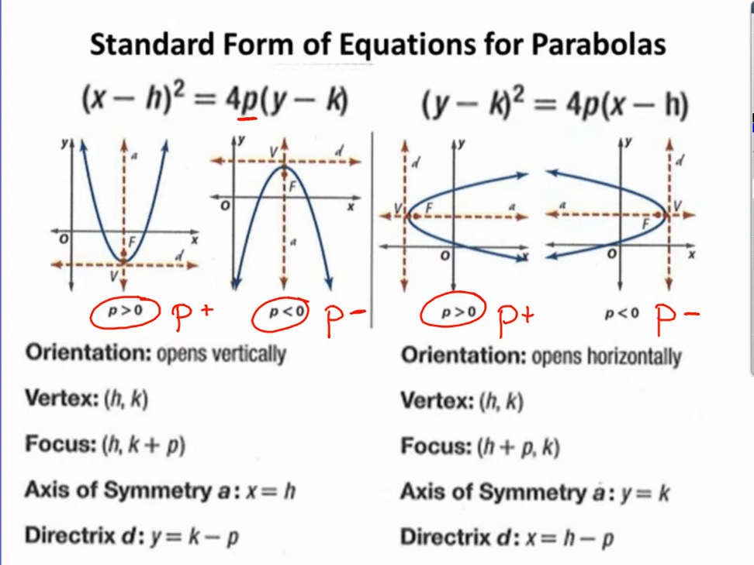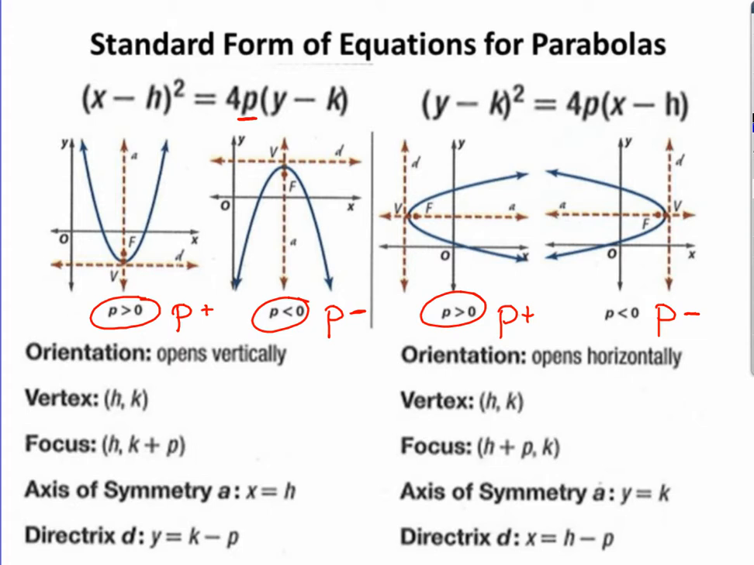Now, if it is opening vertically, the vertex is going to be at (h, k). The focus will be at (h, k plus p). Our axis of symmetry will be x is equal to h, and the directrix will be at y is equal to k minus p. If we look at the one that opens horizontally, the vertex is at (h, k), the focus is at (h plus p, k), the axis of symmetry is y is equal to k, and the directrix is x is equal to h minus p.